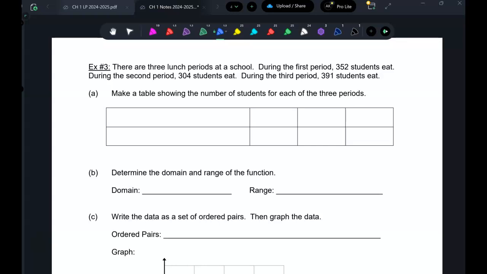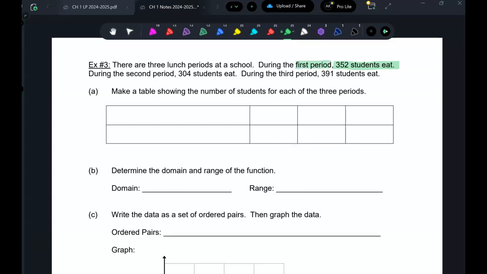Okay, there are 3 lunch periods at a school. During first period, 352 students eat. Okay, I'll explain. So that's first period. Second period, 304 students eat. And during the third period, 391 students eat.